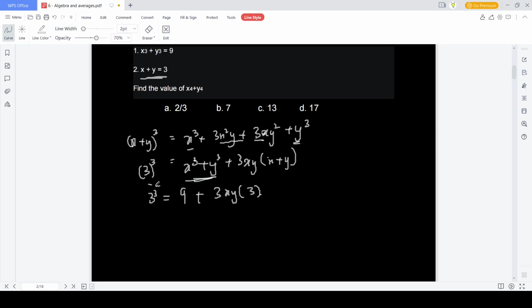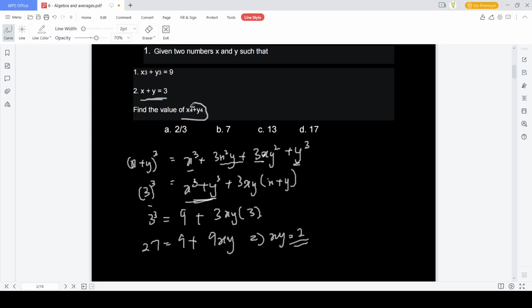Now 3 cube is 27. So 27 is equal to 9 plus 9xy, which implies that if I take this side, you get 18, and 18 by 9 is 2. So xy is equal to 2.